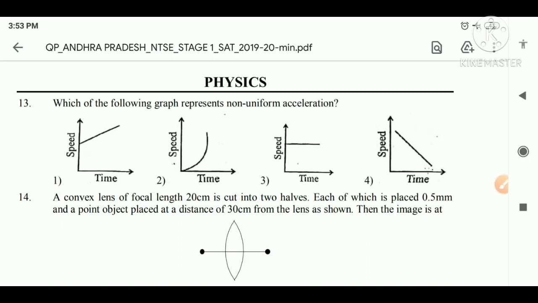Now, in this video, I am discussing the question paper of Andhra Pradesh ATSC Stage 1 that was held in 2019. I am solving the physics questions here. So, let's start with the first question.